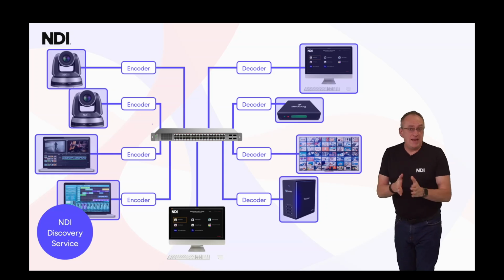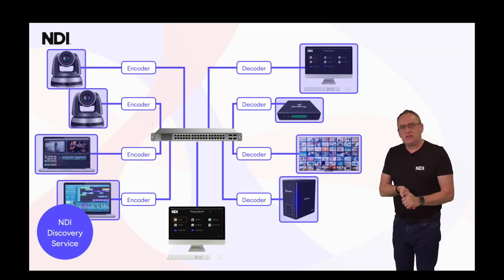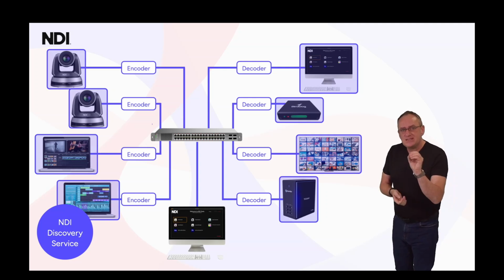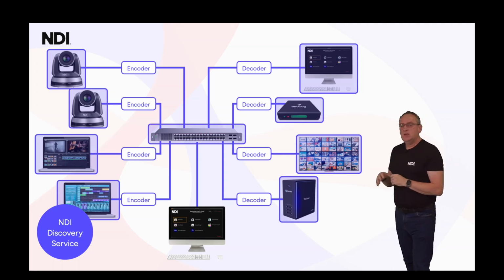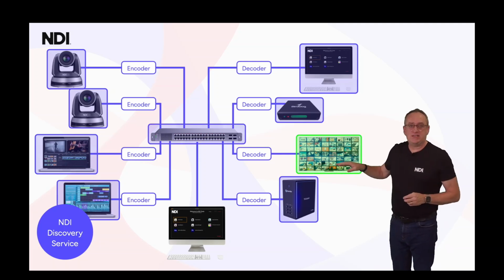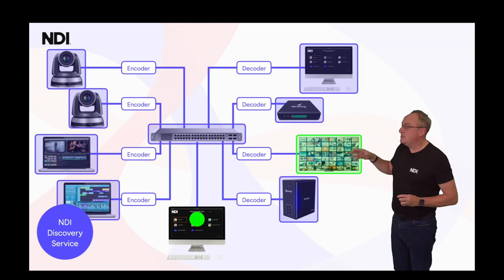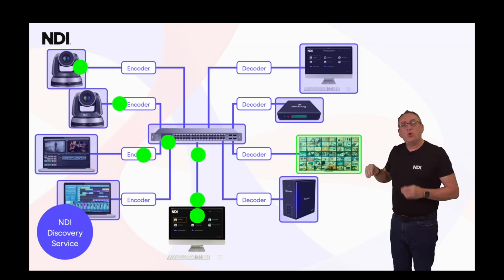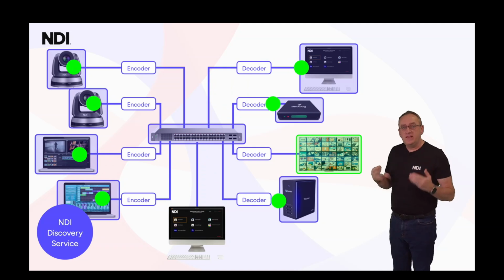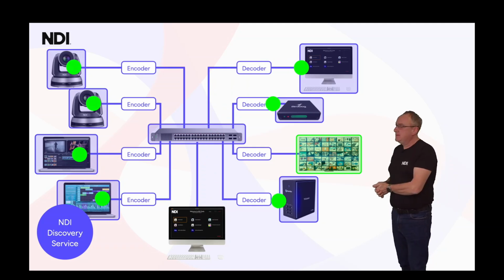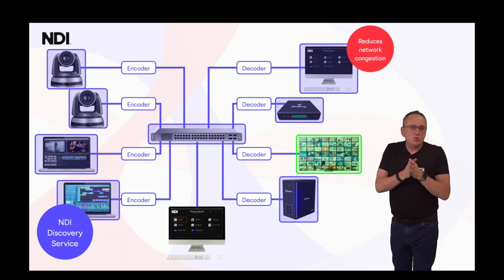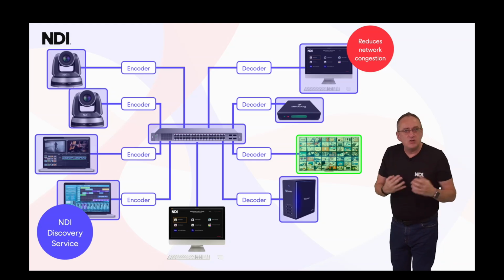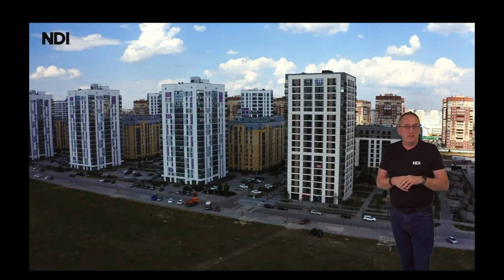Unlike mDNS, where each device sends multicast messages, Discovery Service enables devices to register themselves with a central server. When a new device joins the network, it sends its information to the Discovery Service, which then makes this information available to all other NDI devices that are configured to use this service. This method not only reduces network congestion, but also ensures more reliable device discovery in large-scale environments, such as multi-building facilities or cloud-based productions.